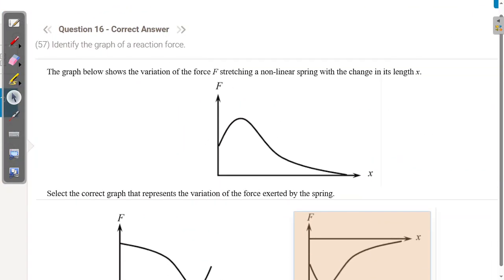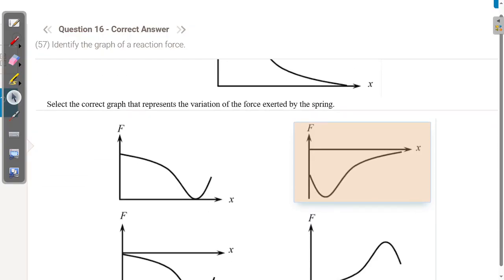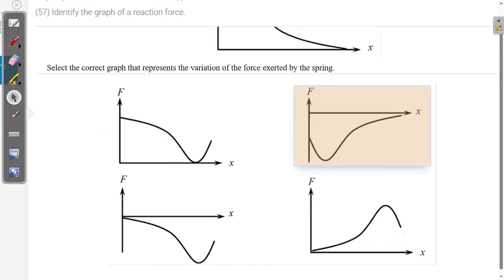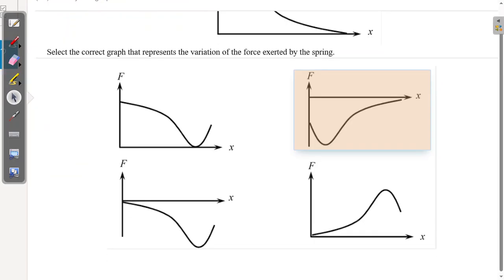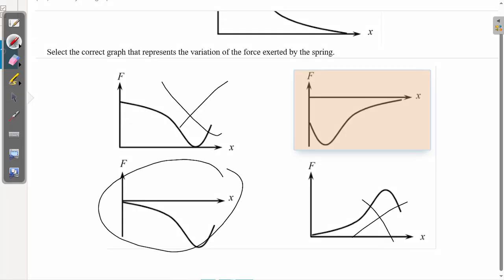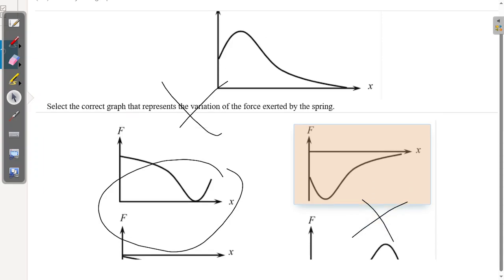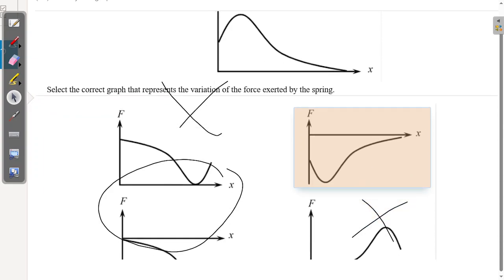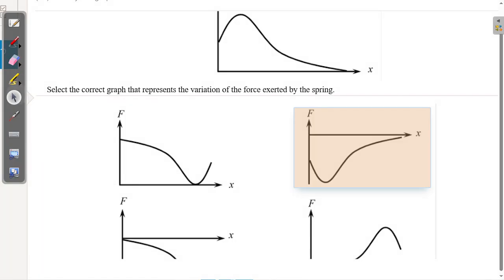Okay, here the graph below shows the variation of a force stretching a nonlinear spring with the change in its length x. Select the correct graph that represents the variation of the force exerted by the spring. So it's the same thing, but it's negative. So not this, not this, and you don't flip it. That's wrong. It's still going to have the peak at the same point, just down. So just flip it about the x-axis.